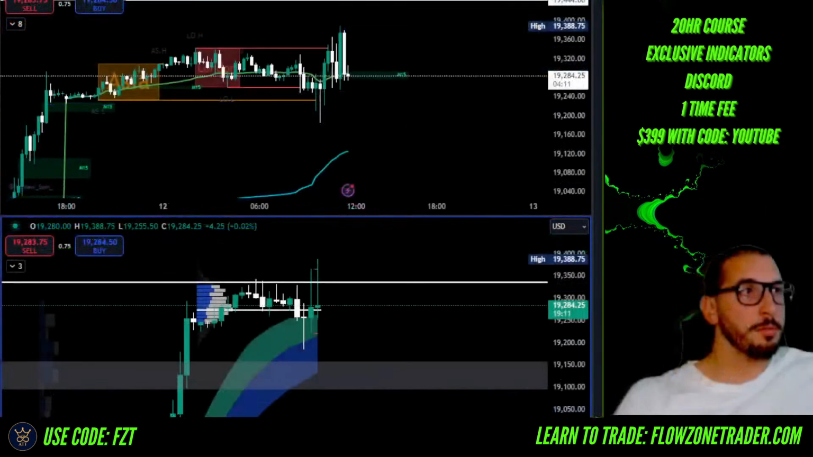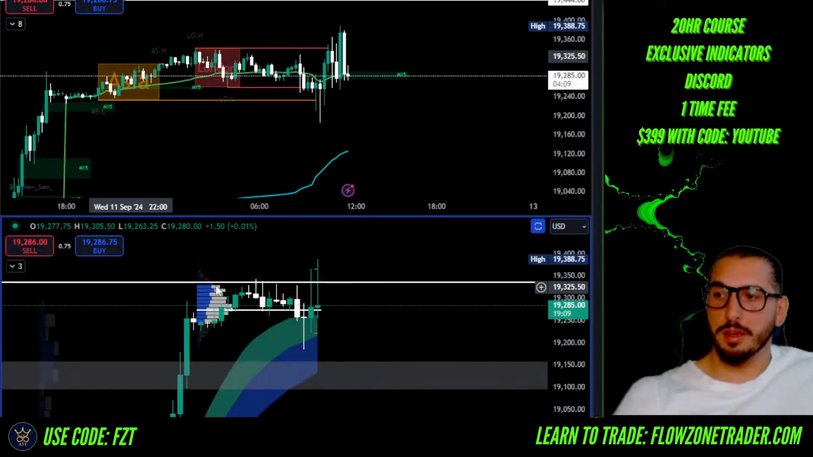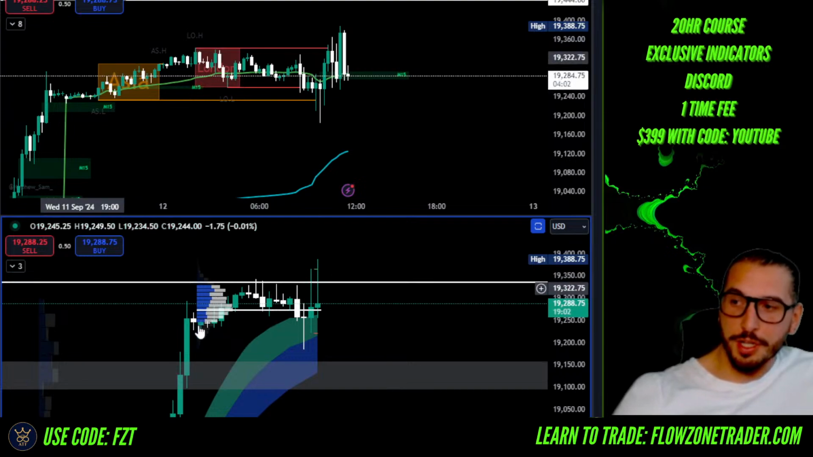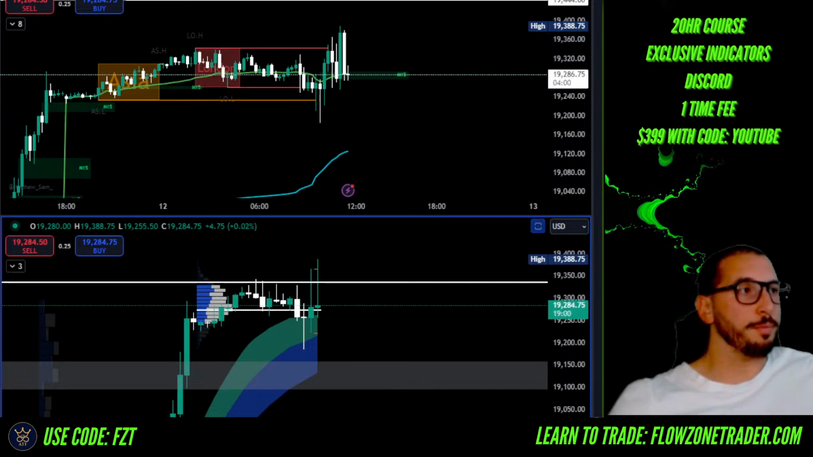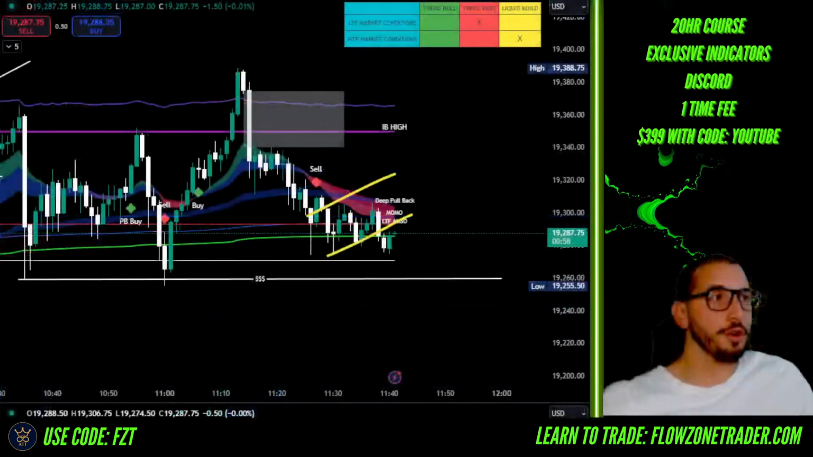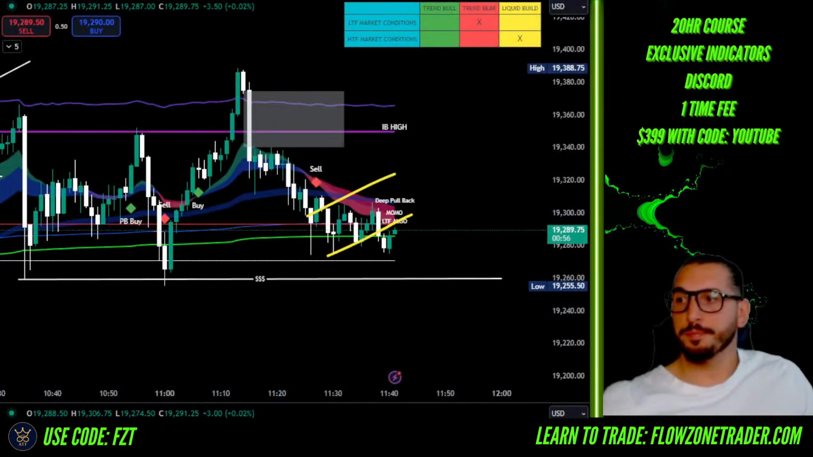Right, let's show you what I mean. Look at the point of control, look at the size of the volume each side of it. All right, value area high, value area low, and everything in between is pretty much all very, very even in terms of volume. All right, so there's just a lot of competition right here.